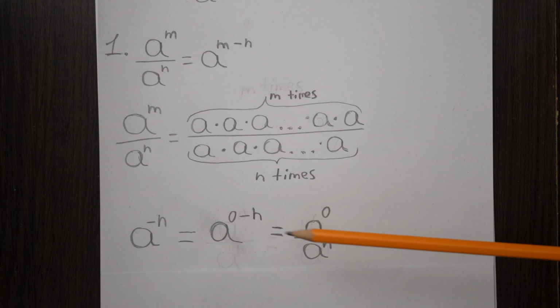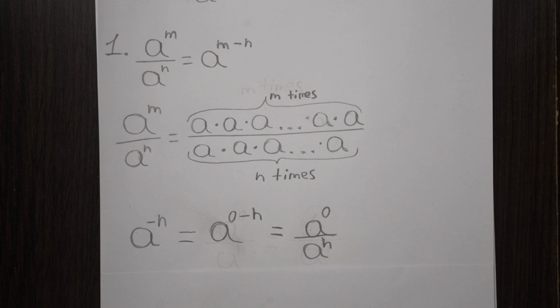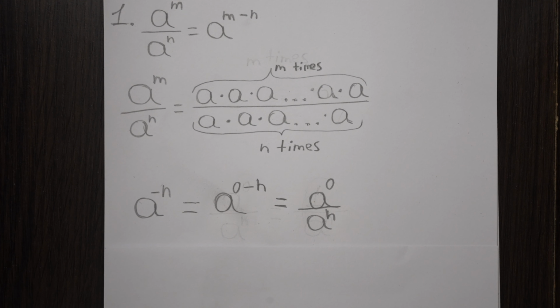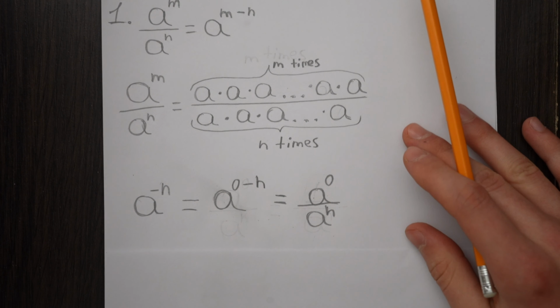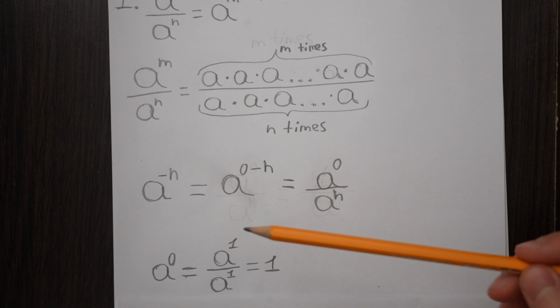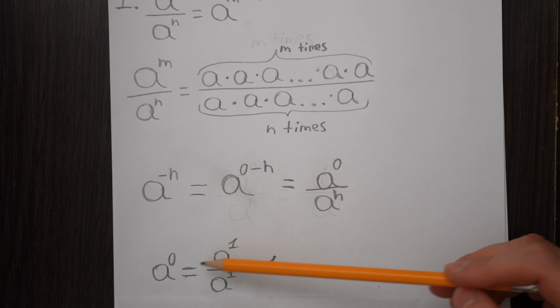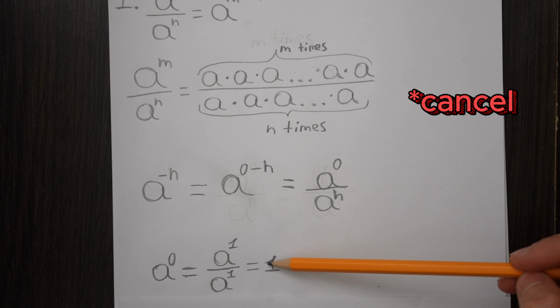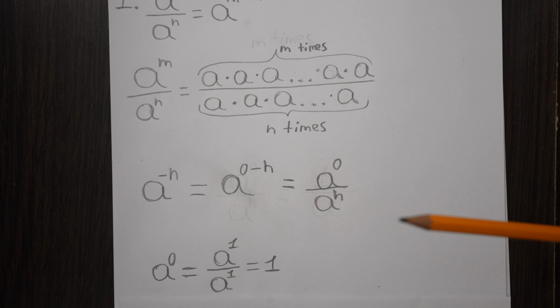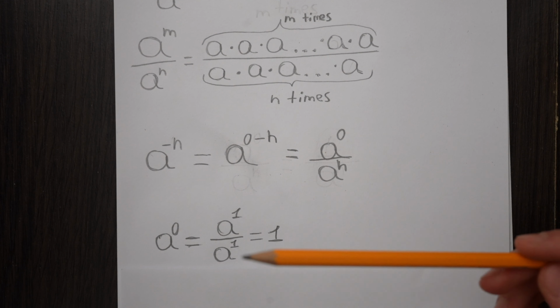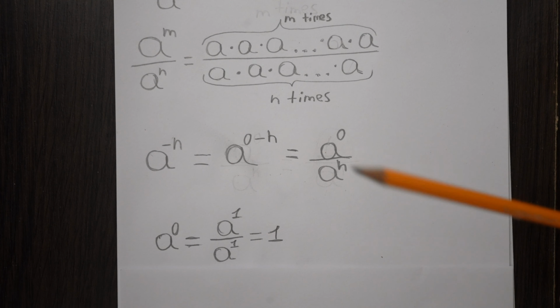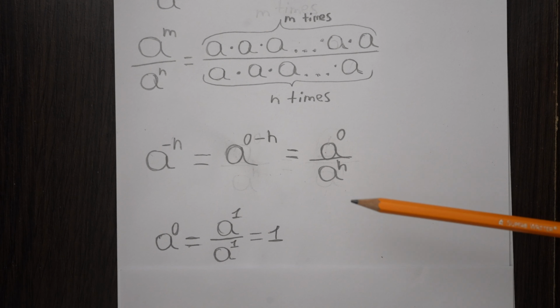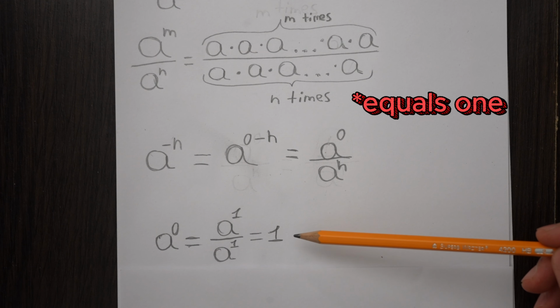So we go from this to this, and then you might already know that any number raised to the power of 0 equals 1. But why? Well, for that we can use the same division rule again. So here you can see a raised to the power of 0 can be equal to a raised to the power of 1 over a raised to the power of 1. So 1 and 1 cancel, and we get just a raised to the power of 0. But we also know that when a number is divided by itself, we get 1. So from here we can say that a raised to the power of 0 equals 1.